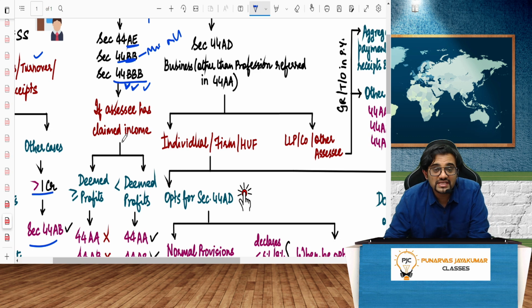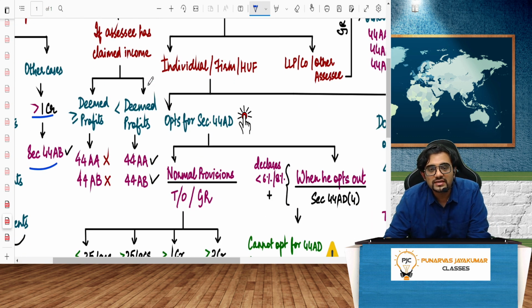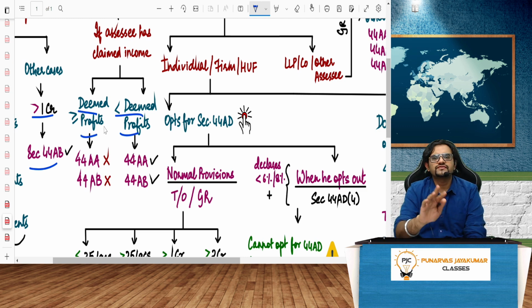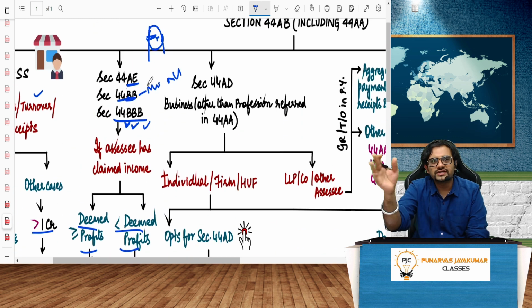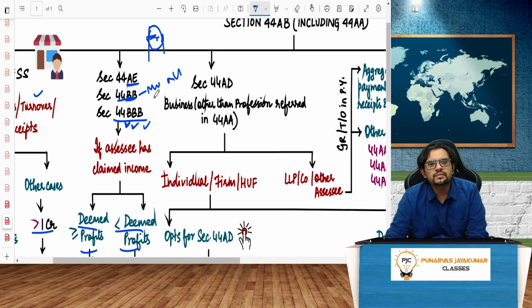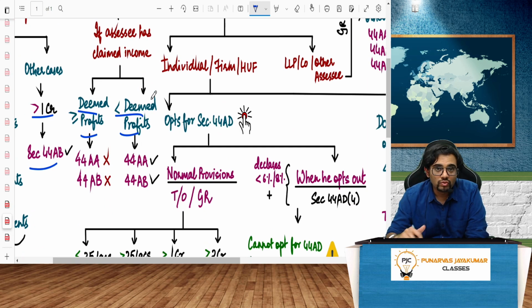So if SSC has claimed the income, how much, guys? Less than the deemed profits, or greater than or equal to the deemed profits. That's fine. If it is greater than or equal to the deemed profits, of course, the deemed profits is given there. For A, you know, all that tonnage thing. And for BB and BBB, it's around 10% is the deemed profit. Now, if you have claimed more than or equal to deemed profit, no problem.